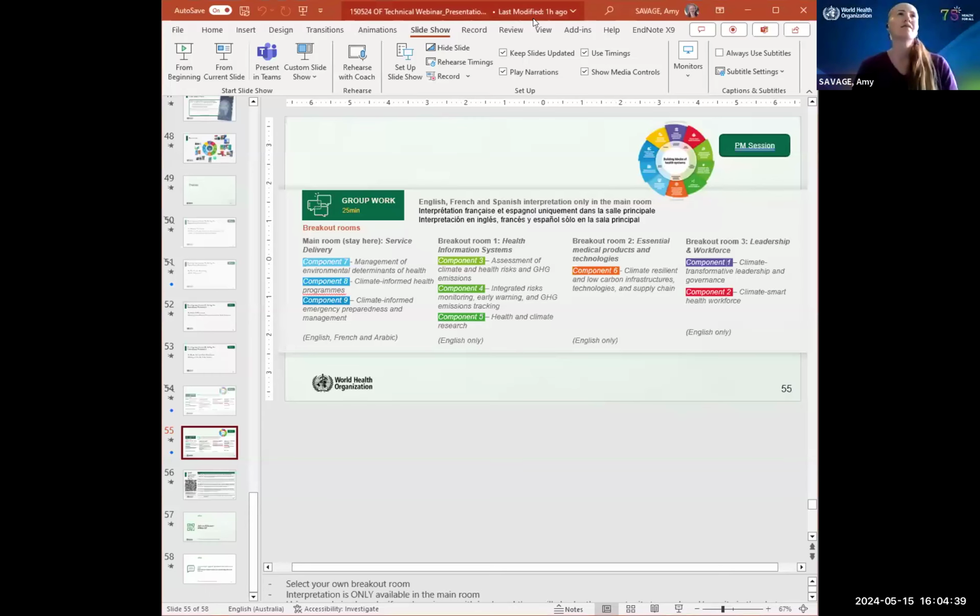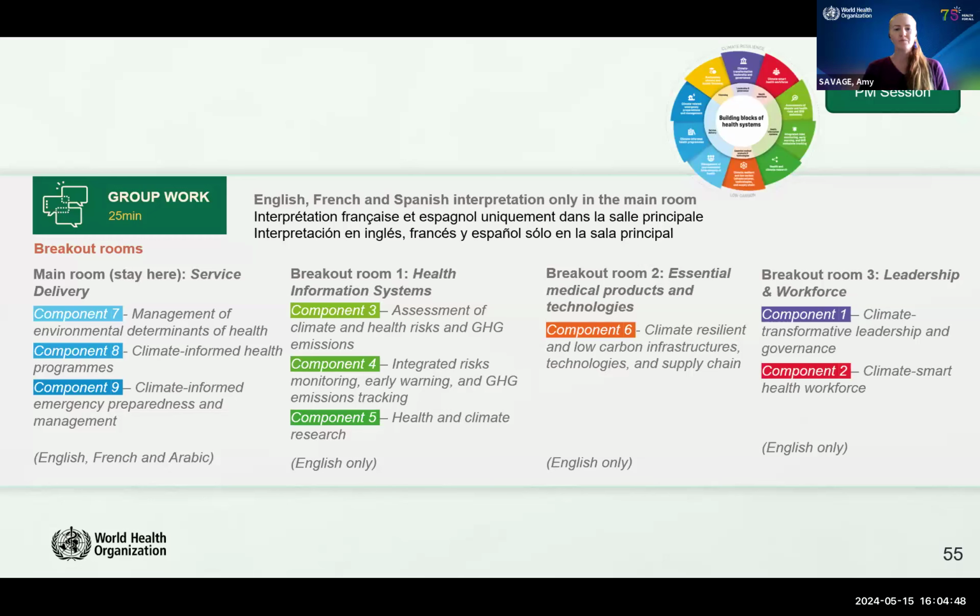We now will be breaking into small group discussions, and I have them on this slide here. You'll see that there's 4 rooms. Now the interpretation only works in the main room. It doesn't work in the breakout rooms. So if you need the French or the Spanish interpretation, please stay here in the main room and don't go to another breakout room. So we'll be discussing 3 components here in the main room.